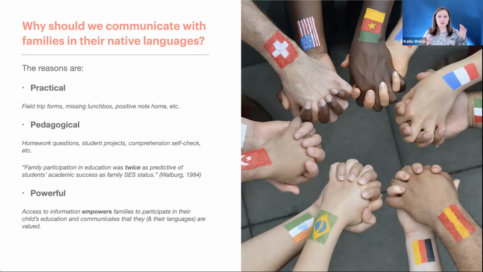When we give parents and teachers the opportunity to talk to each other, to be able to communicate about what's going on in the school, throughout the school day, in the classroom, this communicates to families that we value them, we value their languages, and that they belong, that they're important, that we want them to be part of this ecosystem. It also empowers teachers.